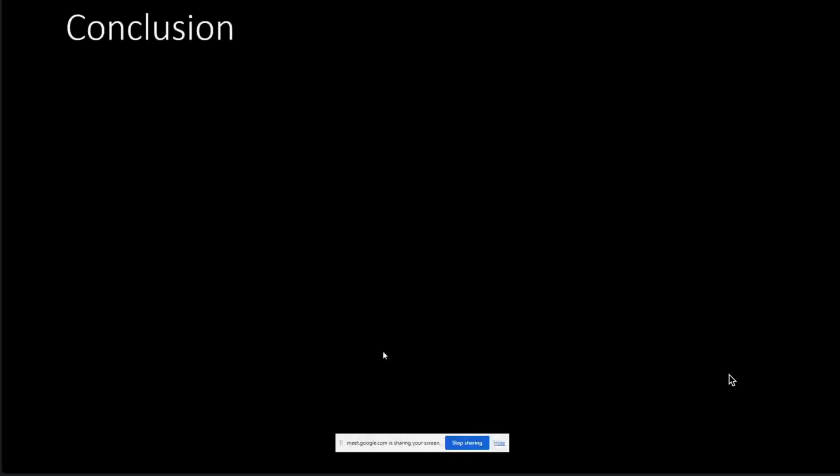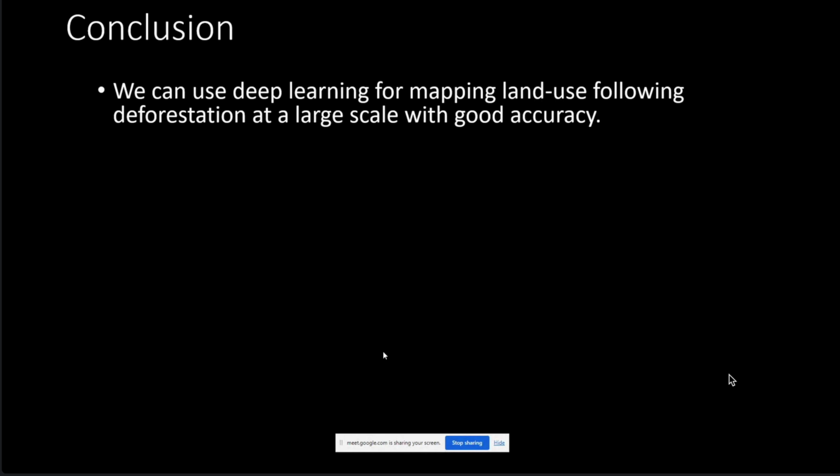So in conclusion, from this work, you can see that we really can use deep learning and remote sensing to complement the work which is existing for human effort. So in case you have an effort to identify land use using visual interpretation, you can complement that with deep learning to make the process go faster and also do it at a very large scale.